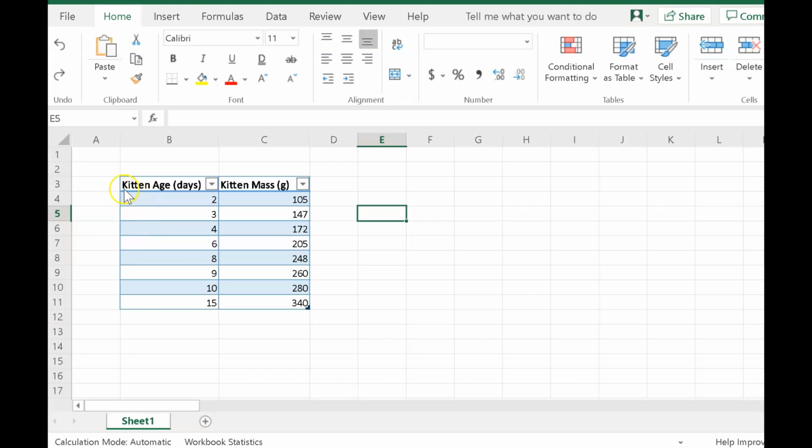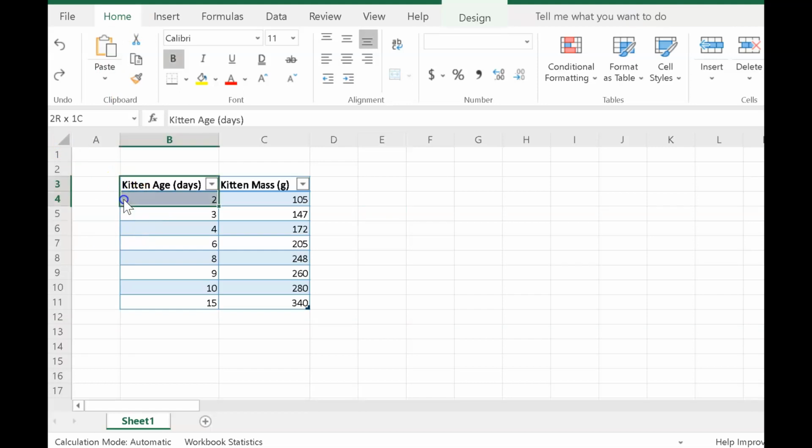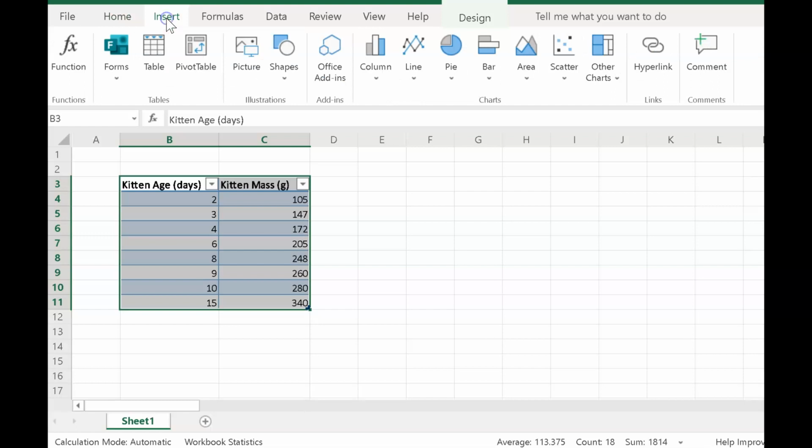To do this, first of all, I have to highlight this area over here that will go to the graph. And then I will go at the top to the insert. Now instead of inserting the table, I have to insert some type of a chart. And for this type of a chart, which is an XY line chart, I recommend using the scatter chart option here.